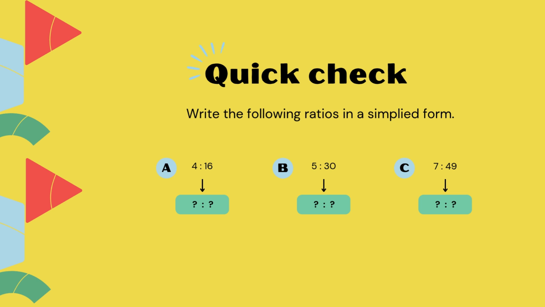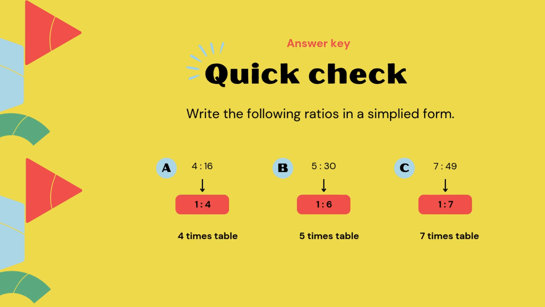And I'll do the first one. 4 goes into 4 and 16. So 4 divided by 4 is 1. 16 divided by 4 is 4. So 1 to 4. Go ahead and do B and C and then check your answer again.